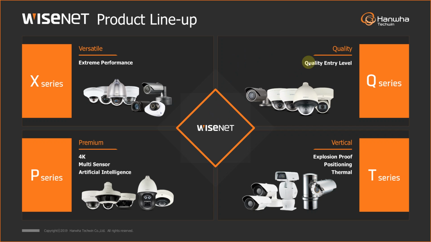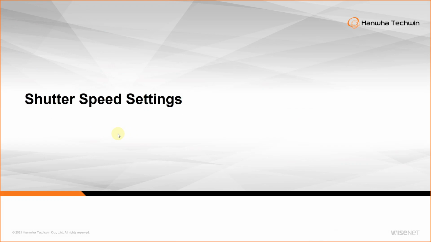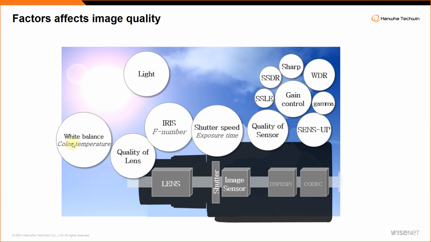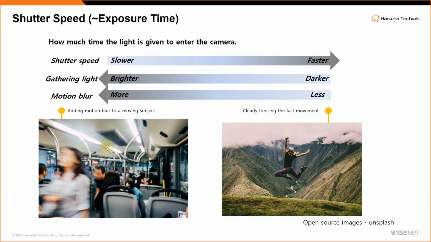We have 2 megapixel in Q, and 2 megapixel in X. We have 4K in Q, 4K in X, 5 megapixel in Q, and 5 megapixel in X. Even in the P series, we have mostly 4K. So the differentiating factor is not typically resolution, it is your features, what you can get out of the camera. All right, then the last topic for today is about shutter speed.